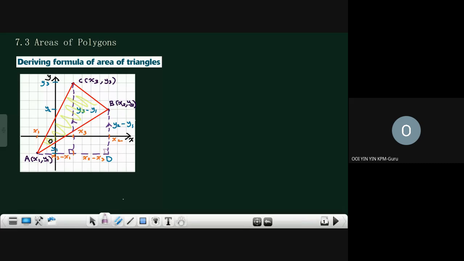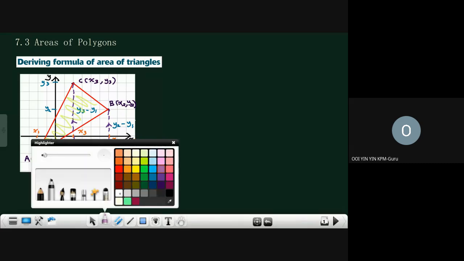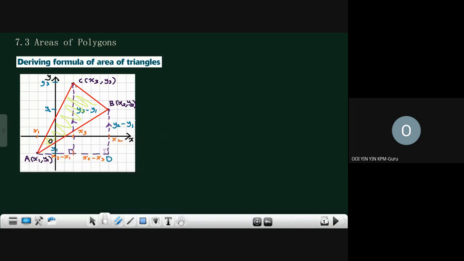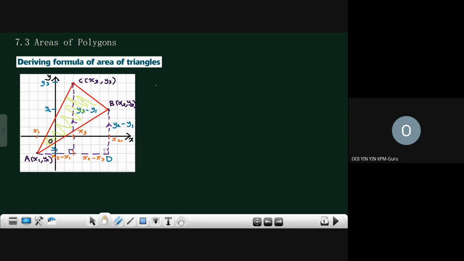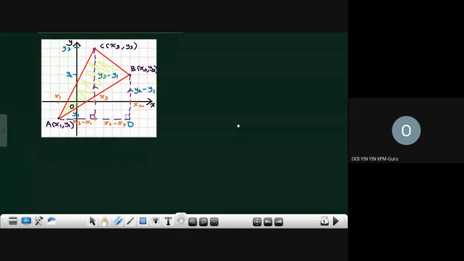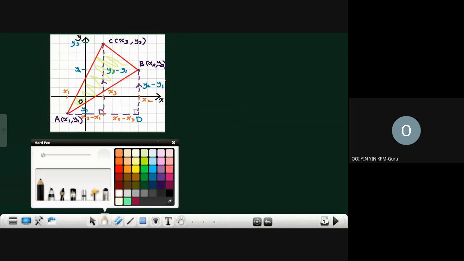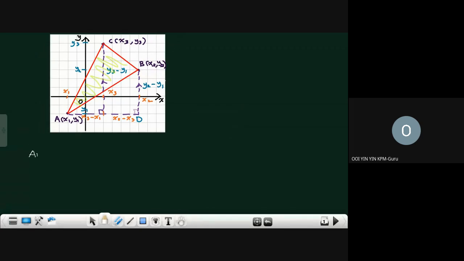Okay, so now we want to start using the formula. The first thing is that we are using the whole diagram to find its area. To find the area of the one that I shaded with green color here, the area of the triangle, we first need to find the whole diagram.